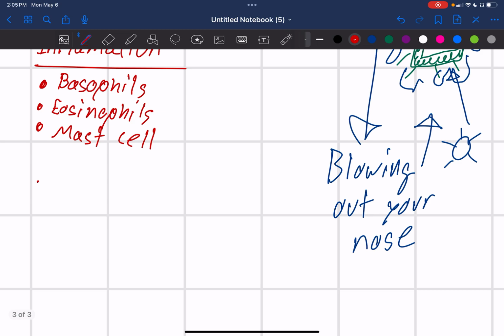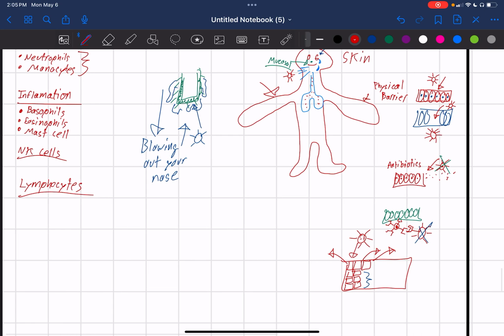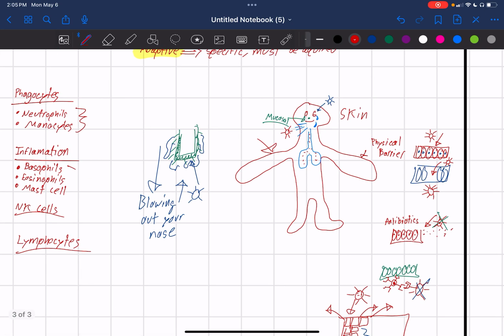Next, we have our natural killer cells, NK cells. And then we also have our lymphocytes. So we have all these different types, each with their own unique function. We also have macrophages as well. These are very, very important.